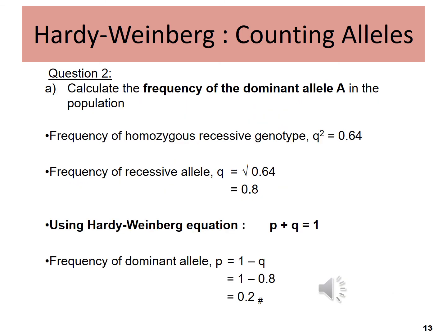To calculate the frequency of the dominant allele A in the population, you need to start with finding q. So, you can write the frequency of homozygous recessive genotype, q squared, is equal to 0.64. The frequency of recessive allele, q, is equal to the square root of 0.64, which is equal to 0.8. By using the Hardy-Weinberg equation, p plus q is equal to 1. So, the frequency of dominant allele, p, is equal to 1 minus q, or 1 minus 0.8, which equals 0.2.